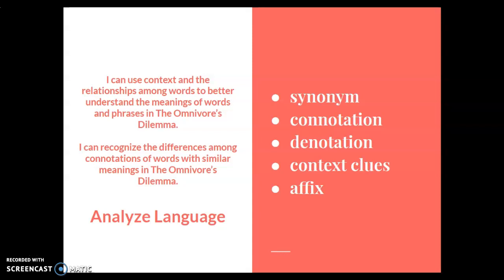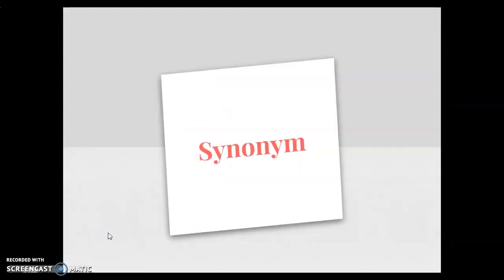We are going to go over our focuses, which is: I can use context and relationships among words to better understand the meanings of words and phrases in The Omnivore's Dilemma. And I can recognize the differences among connotations of words with similar meanings in The Omnivore's Dilemma. So, more specifically, we are going to be going over our terms first.